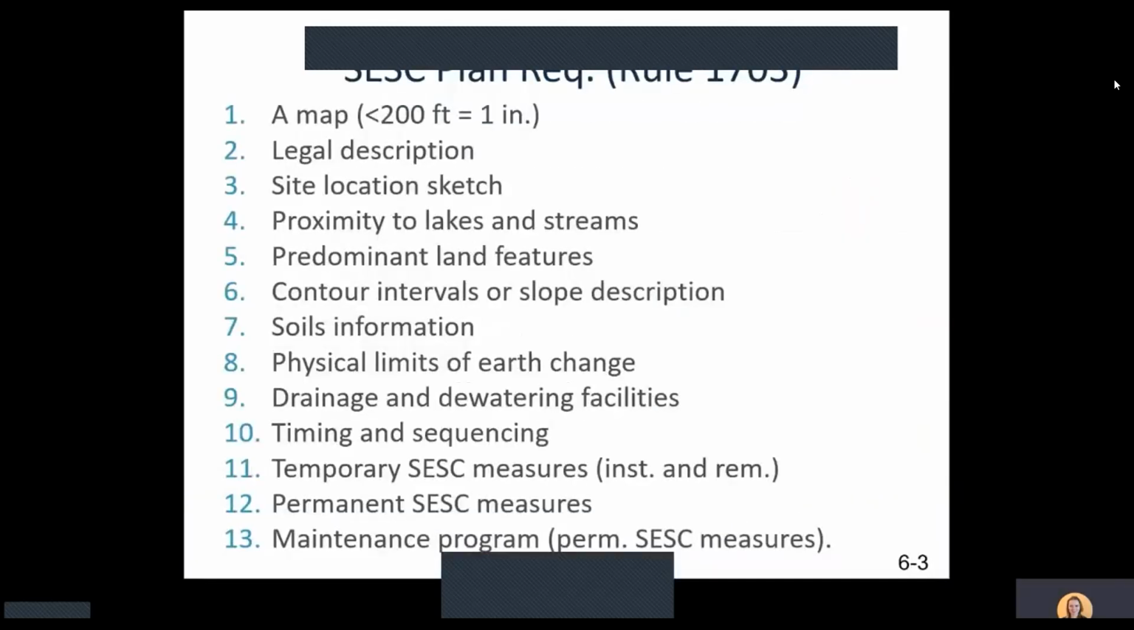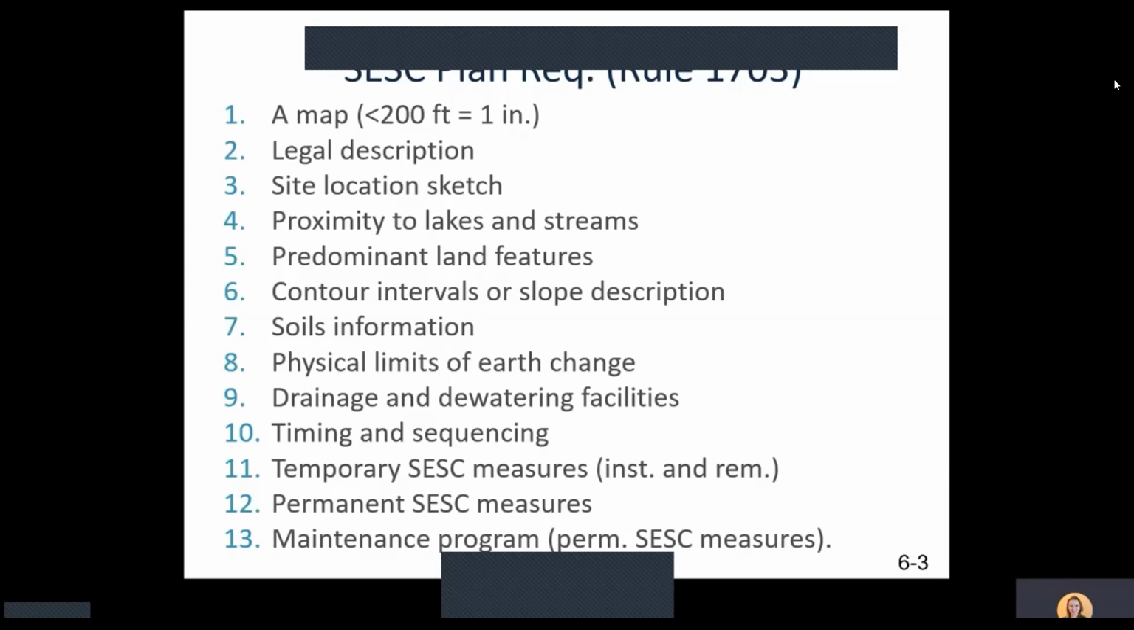There are 13 required elements of an SESC plan. The expectation is that all plans will have these elements. When EGLE performs an audit, staff will look for these items in the plans. This tends to be where we find the most errors during our audits.